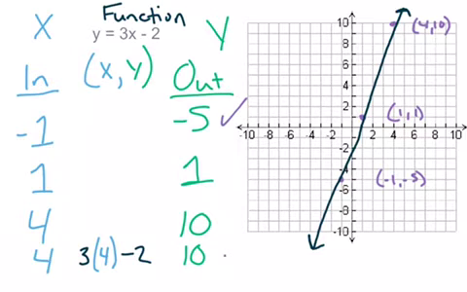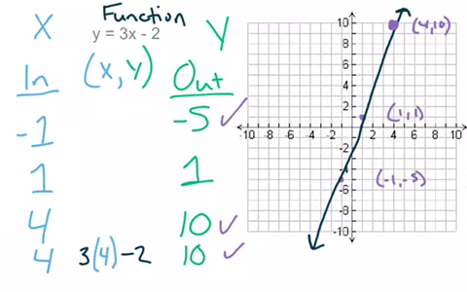So looking here at this graph, if I wanted to graph this last point, it would also be right here. I'll just make the dot a little bigger. It's still at 4, 10, right? Because this third one and this fourth one are exactly the same.